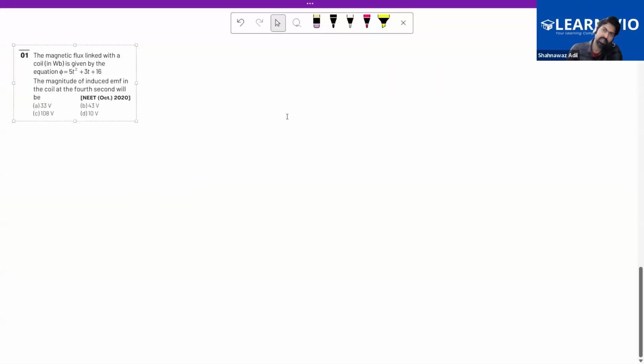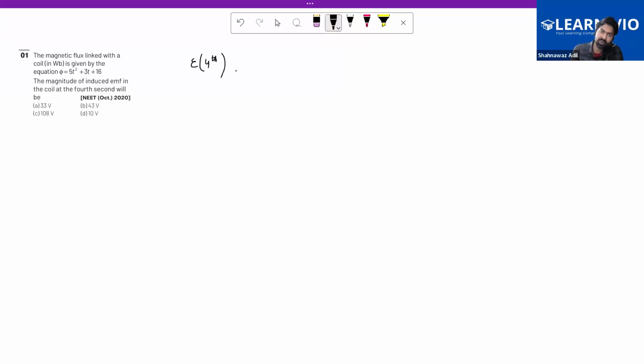Okay, so this is the question, and we want to find out the magnetic flux in Weber is given by this. The magnetic induced EMF is required at the fourth second. So induced EMF at the fourth second. So we want to find out induced EMF, right? So induced EMF at the fourth second, right? So that is what we want to find out.